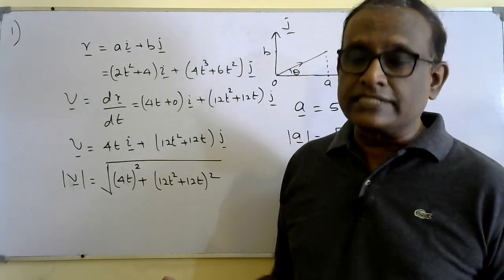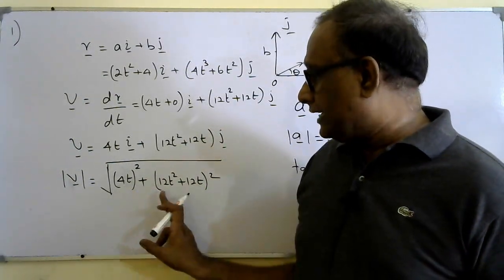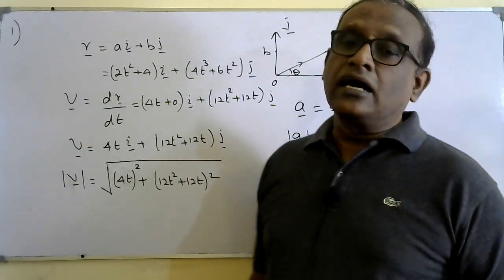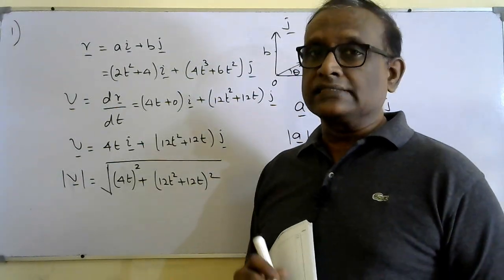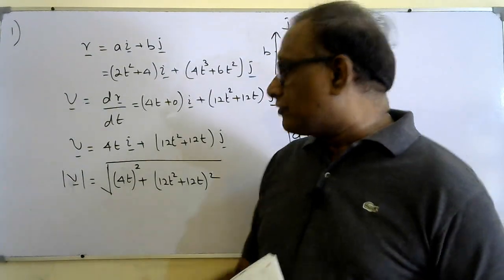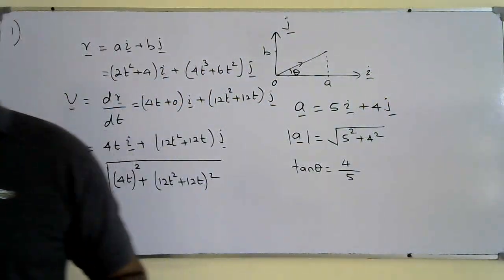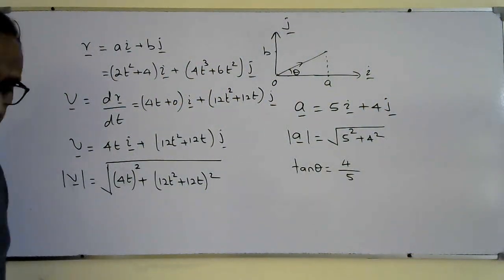If you want to find the speed at an instant, substitute the value of the time. For example, at 4 seconds, what's the speed? Substitute t equals 4, then you will get the speed at 4 seconds. If you want to find the direction of the velocity at a particular time, that means in terms of angle, that is the direction.